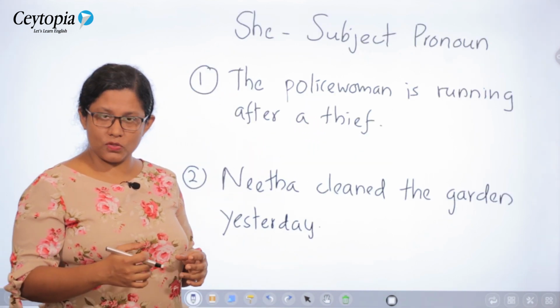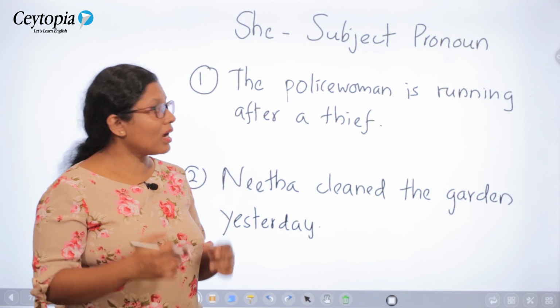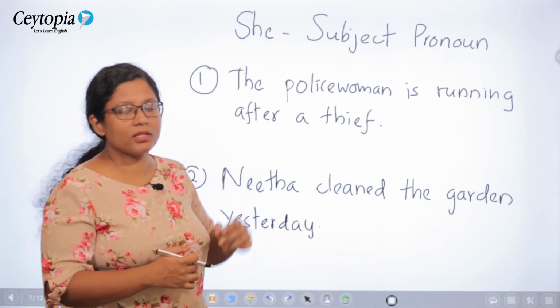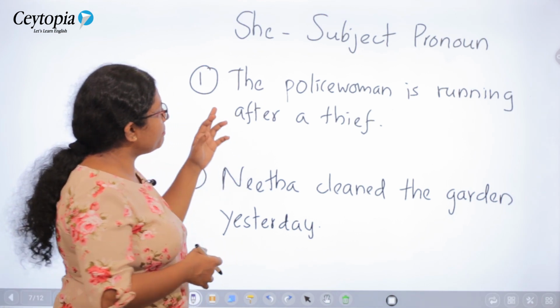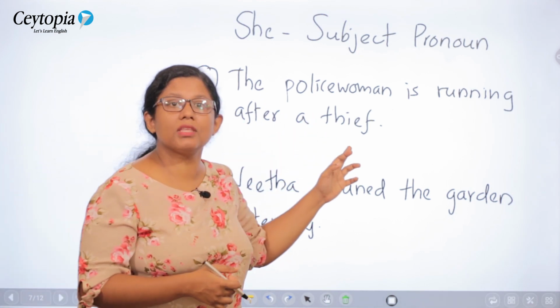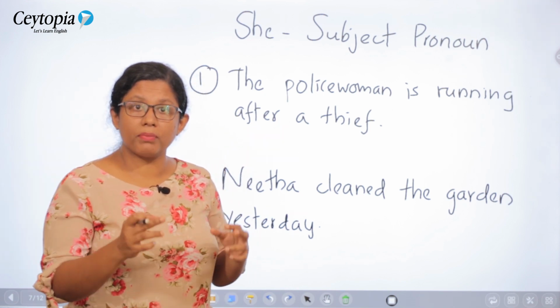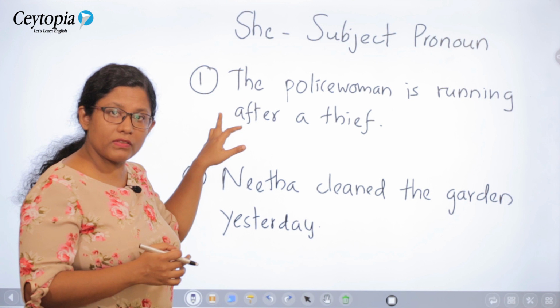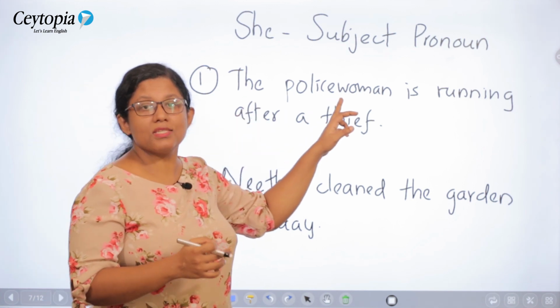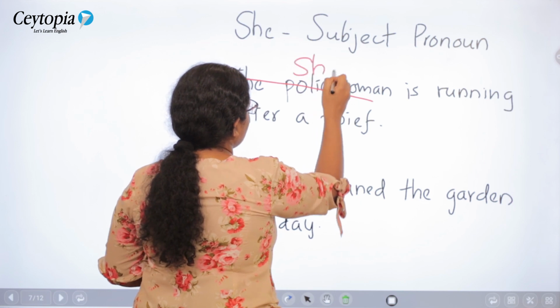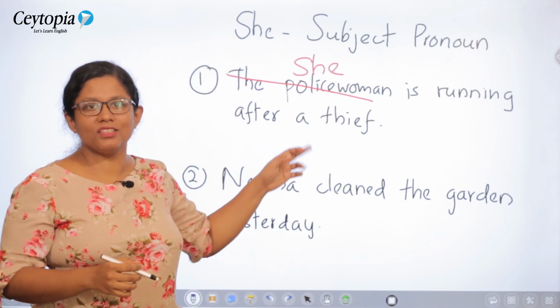Now, based on the things we just learned, let's try and replace these subjects using the subject pronoun. Let's do it. The policewoman is running after a thief. I want to replace the subject. What is the subject of this sentence? The policewoman. So, in order to replace it, we need the subject pronoun. What is it? She. She is running after a thief.